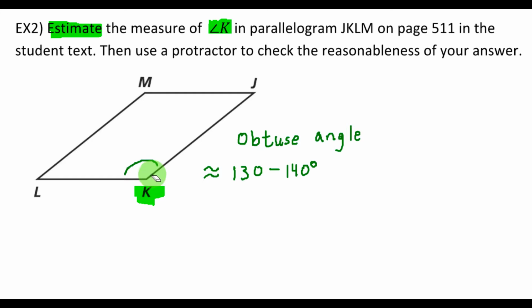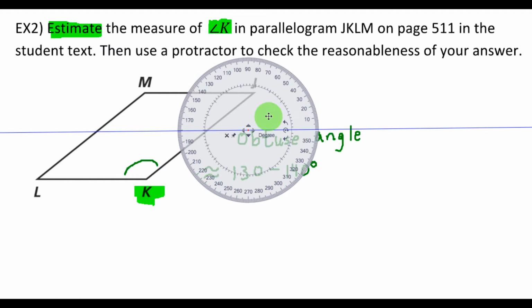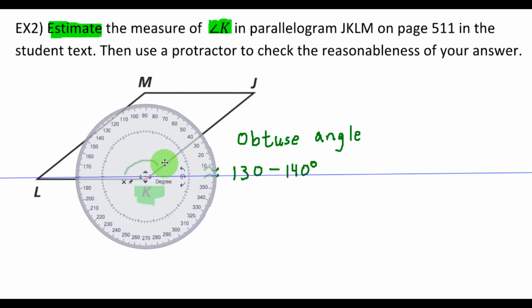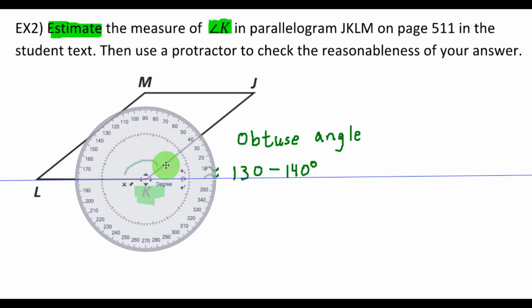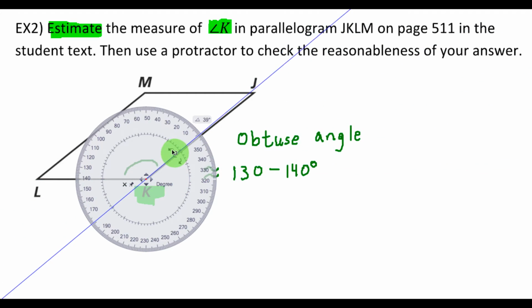So now that I've estimated the value, let's actually use a protractor and we'll measure that actual value. Okay, so we've got our protractor on the screen. What I want to do is take that central point of the protractor, so the center of the protractor, and line it up right on top of the vertex K. And then we need to make sure that we rotate the protractor, the image below, so that the line segment, KJ in this case, I'm going to use segment KJ, and I want to line it up with 0 degrees on my protractor. So line it up with that blue line here.